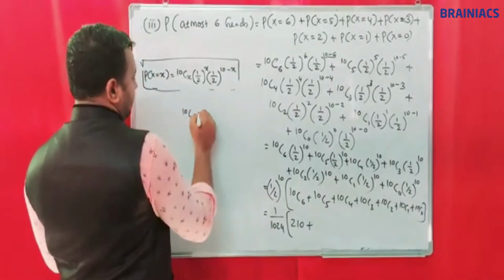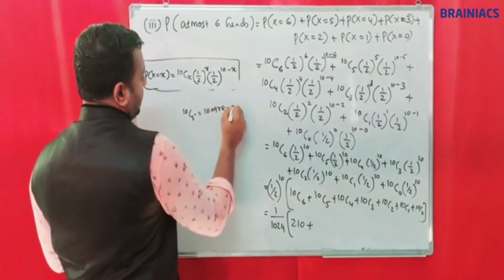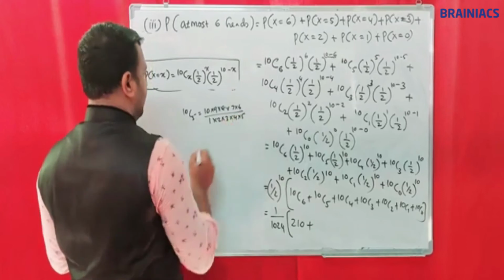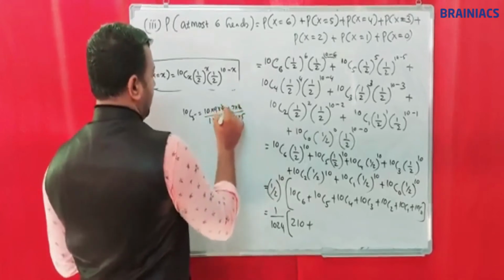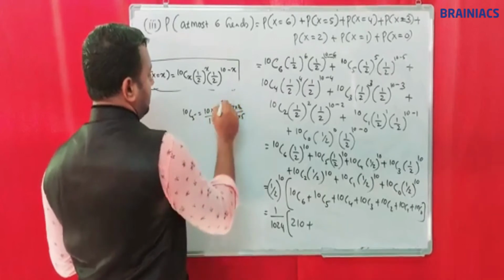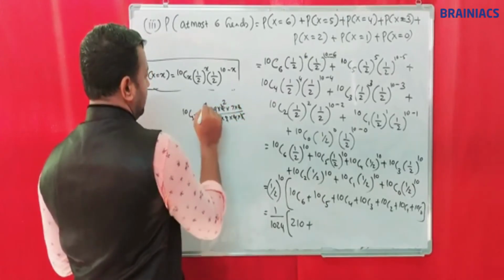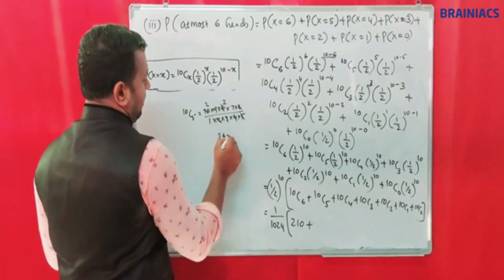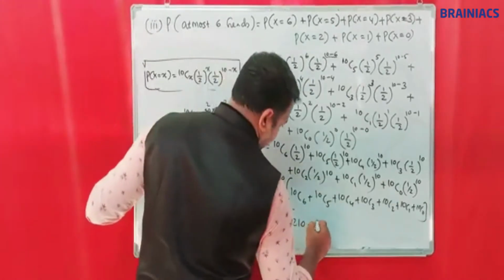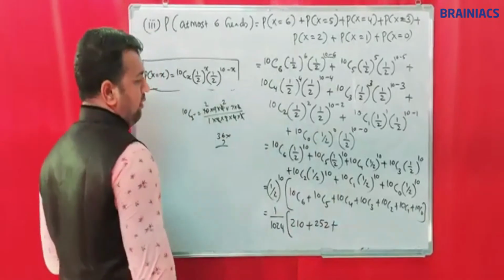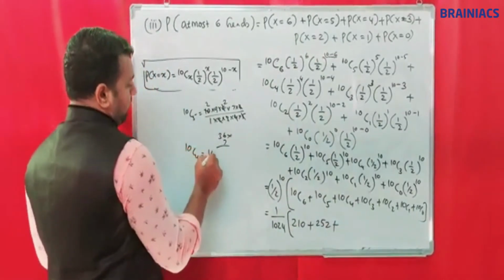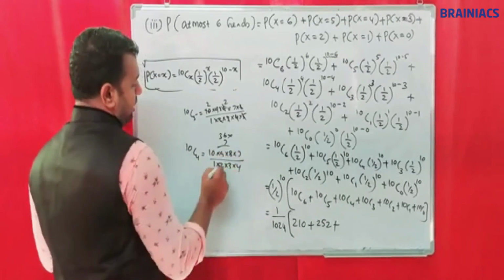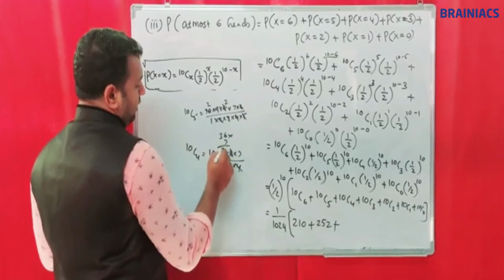10C5 can be written as 10 into 9 into 8 into 7 into 6 by 1 into 2 into 3 into 4 into 5. So 2 into 3, 6, 4, 2, 5, 2. 2 into 2, 4, 4 into 9, 36, 36 into 7, 252. 252 is 10C5 and 10C4 is equal to 10 into 9 into 8 into 7 by 1 into 2 into 3 into 4. So the answer becomes 2 into 4, 8, 3, 9, 3, 2 and 0.